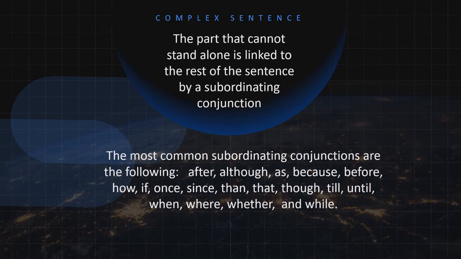The most common subordinating conjunctions are the following: after, although, as, because, before, how, if, once, since, than, that, though, till, until, when, where, whether, and while. Complex sentence examples will be discussed by Miss Pusta.